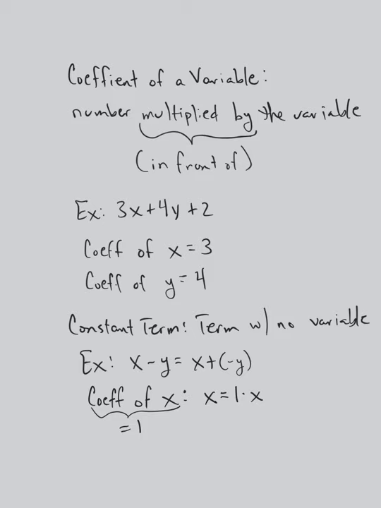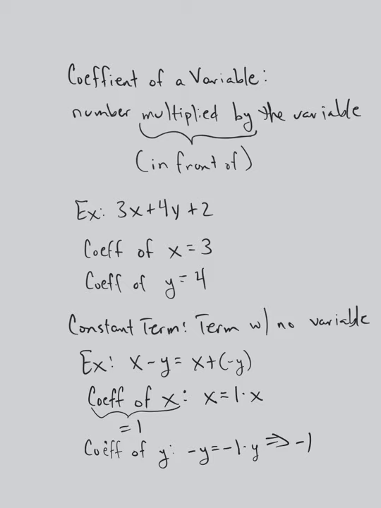That might help you with the y term, too. The coefficient of y. Okay, our term there is negative y, but again, since there's not a number written there, and I'm multiplying, I can think about that as being negative 1 times y. So the coefficient on y is negative 1.